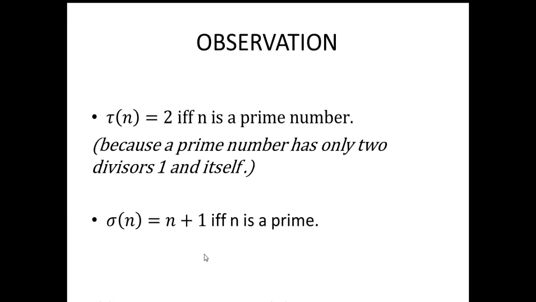From these two definitions, these are the observations. So tau n is 2 if and only if n is a prime number. We know that if n is a prime number, then there are only two divisors, 1 and n itself. So tau n is 2 and sigma n is n plus 1.